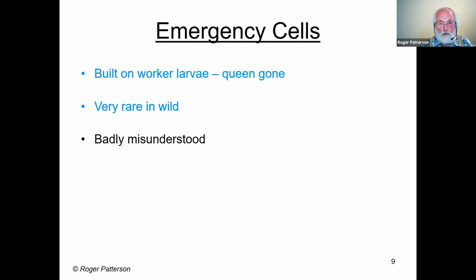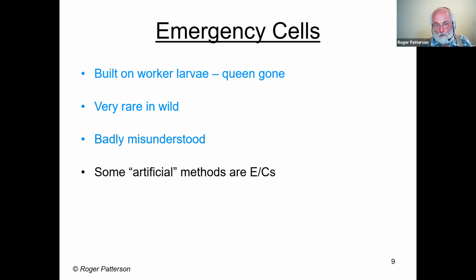Personally, I think they're really badly misunderstood, and I'll explain a little bit later. Some of the so-called artificial methods, Miller in particular, but Alley as well, they are emergency cells. But you'll get the same people who tell you to raise queens by the Miller method telling you that you shouldn't use swarm or emergency cells, and it just doesn't make sense to me.